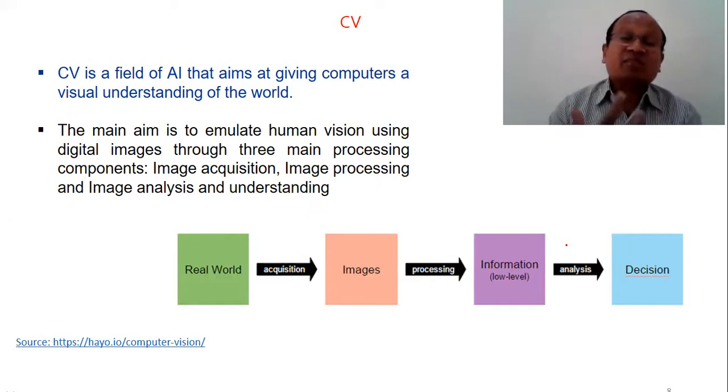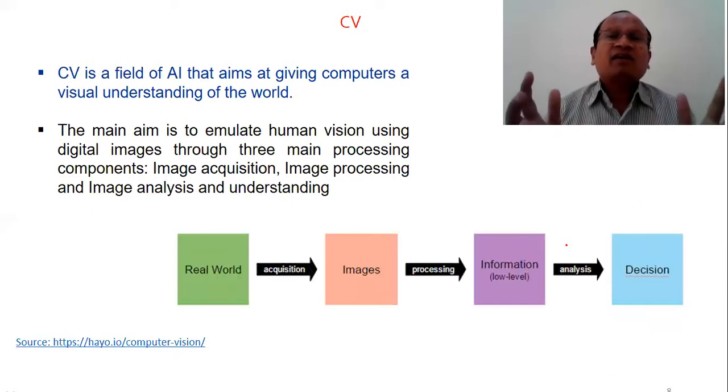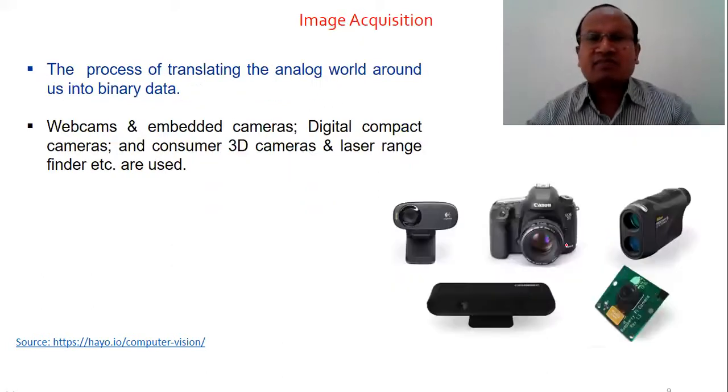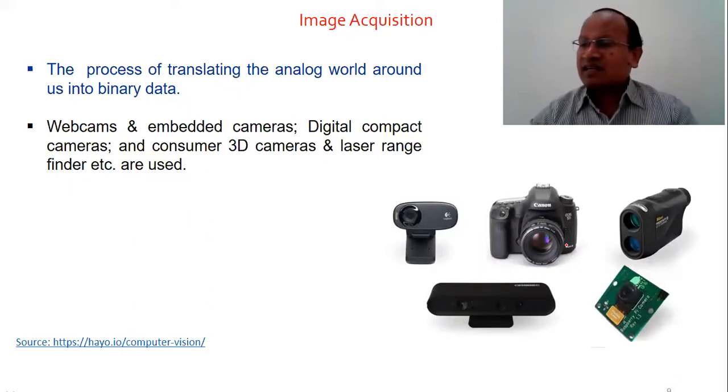So this is computer vision, a branch of artificial intelligence that empowers computers, like the human visual system, to interpret, to learn, to train, to develop some knowledge, and to take some decisions. So we talked about the components: image acquisition, processing, and analysis, that is understanding.